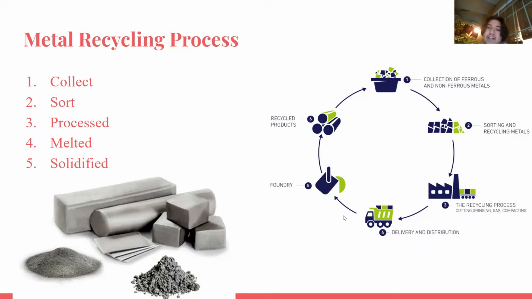From there, it's delivered to the foundry, where it will be melted in the specific furnace for its element. Once it's melted, it will be solidified into its required form, for example an iron bar, magnesium dust, or aluminum sheets.